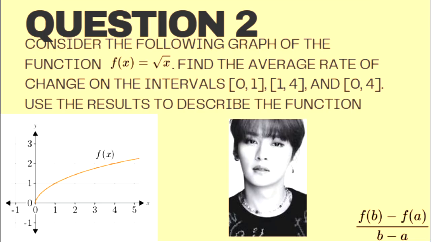Question 2. Consider the following graph of the function f of x is equal to the square root of x. Find the average rate of change on the intervals 0, 1, 1, 4, and 0, 4. Use the results to describe the function. Pause the video, go do it, come back.